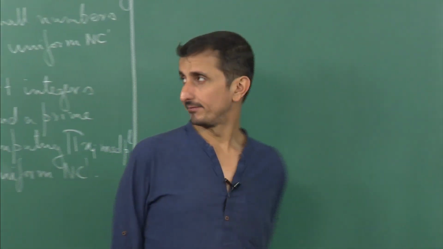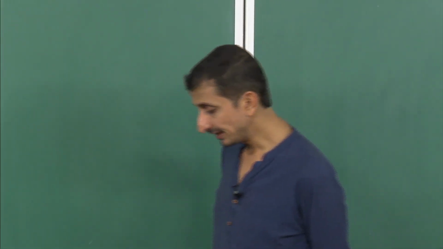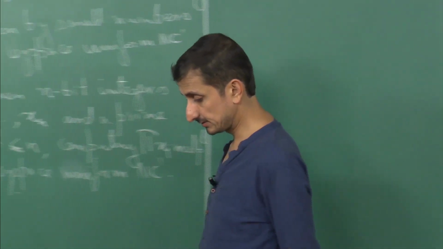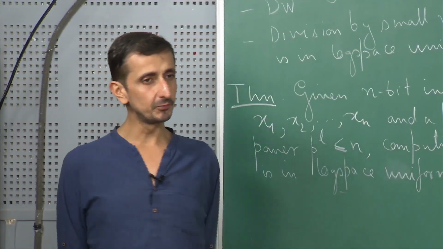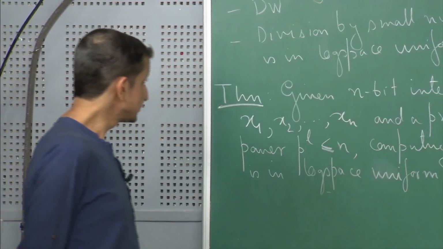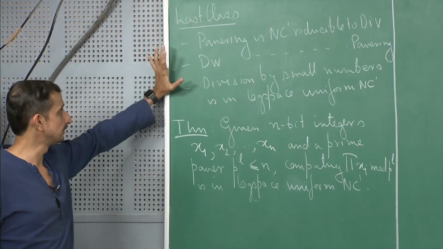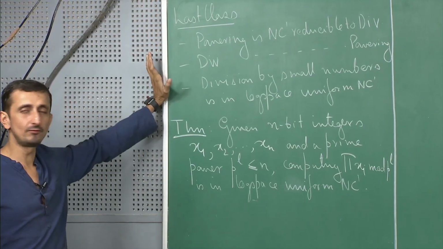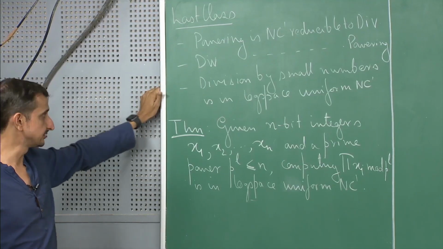Okay, so good morning everyone. So we will continue our discussion of this problem of division. As we saw last time, we want to prove that division is in NC1. What we showed last time is that these two problems, division and powering, are equivalent modulo NC1 reductions.